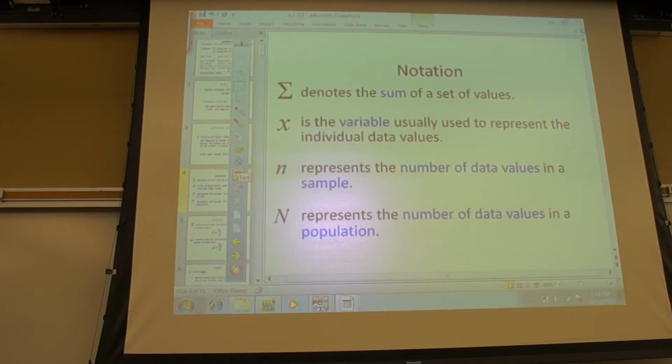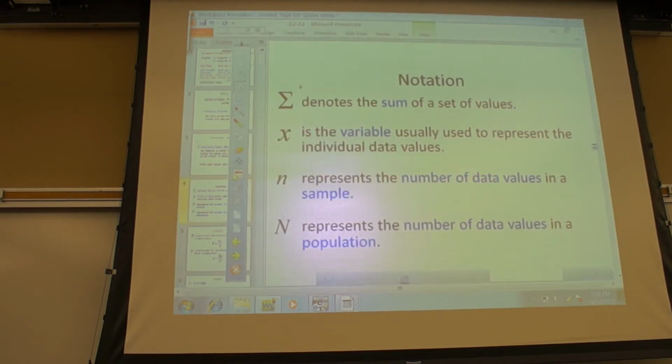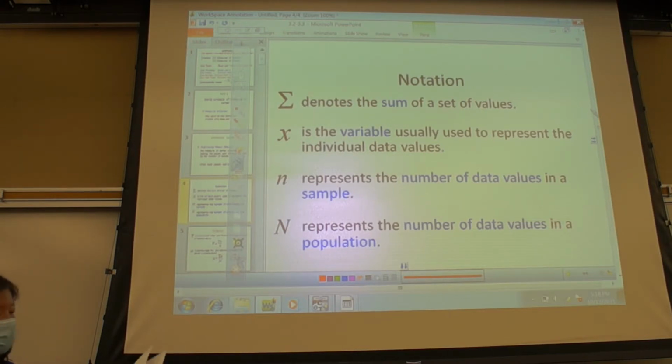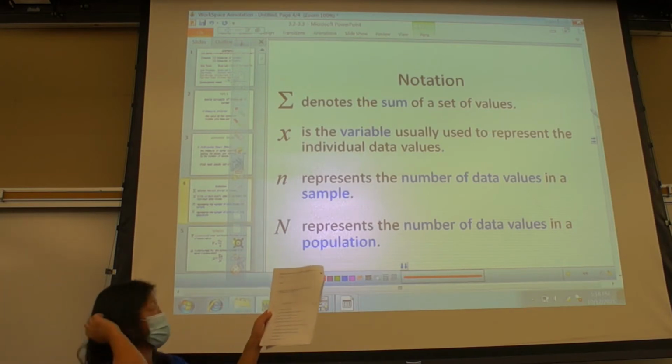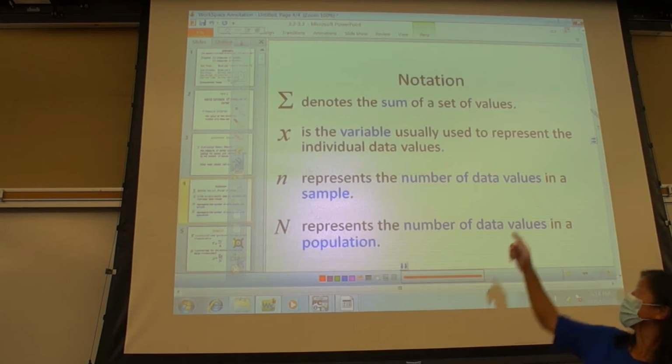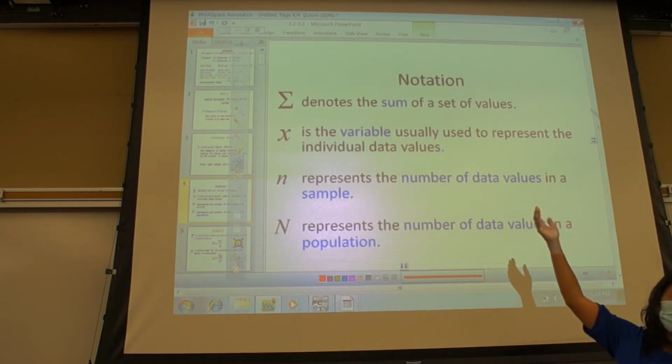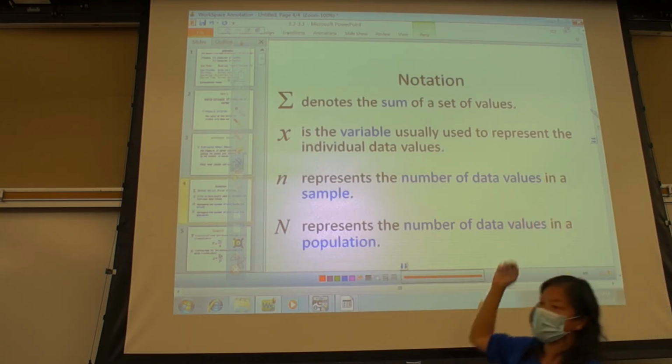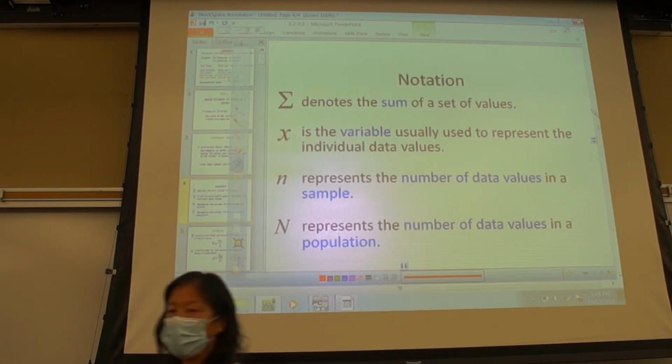All right, and then you have some notation. These are from page 4 of your notes. Right at the bottom of page 4, you have all these little fill-in-the-blank things, so you should be filling those all in. You should have filled these in last class, but if not, fill them in now. Sum, that's that kind of backwards E-looking thing, denotes the sum of a set of values. That means you're going to add them all up.